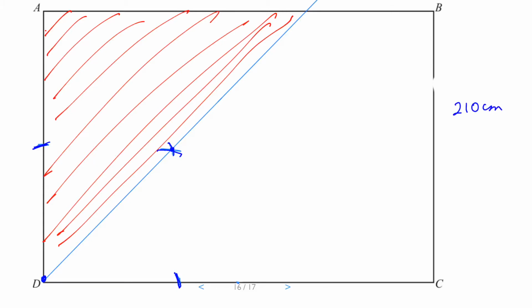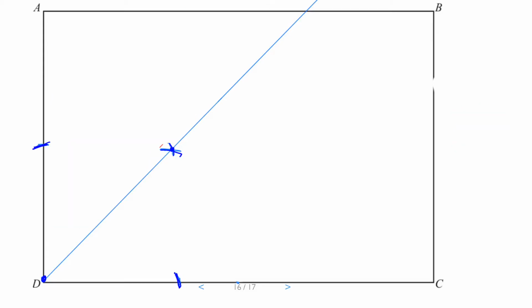210 meters, from the question we know that 1 centimeter is equal to 20 meters. Divide 210 by 20, you will get 10.5 centimeters. They asked us to shade the region which is closer to DA than to DC. So it is this region here. And we will do just that. So it is this region here.